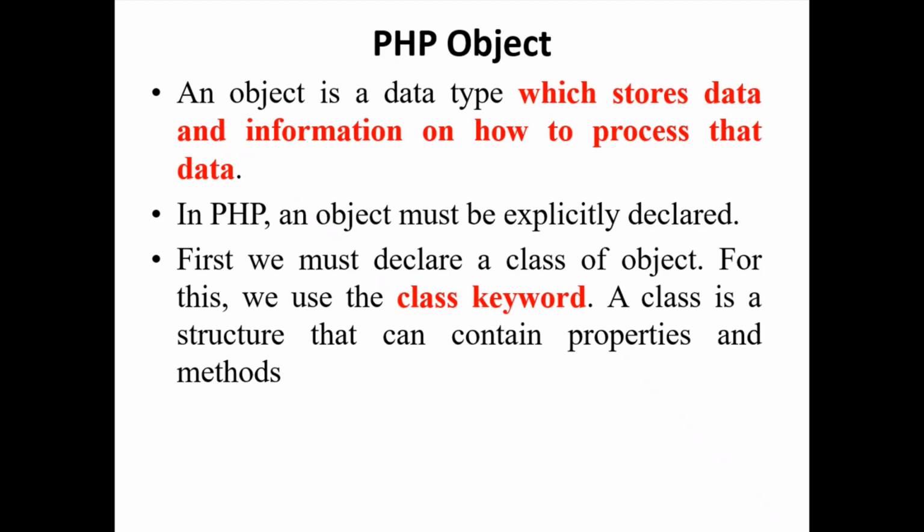Multidimensional arrays will be covered in later sessions. Then we have the PHP object. An object is a data type which stores data and information on how to process that data. In PHP, an object must be explicitly declared. So an object must be declared. We must declare a class of object, and for this we use the class keyword.